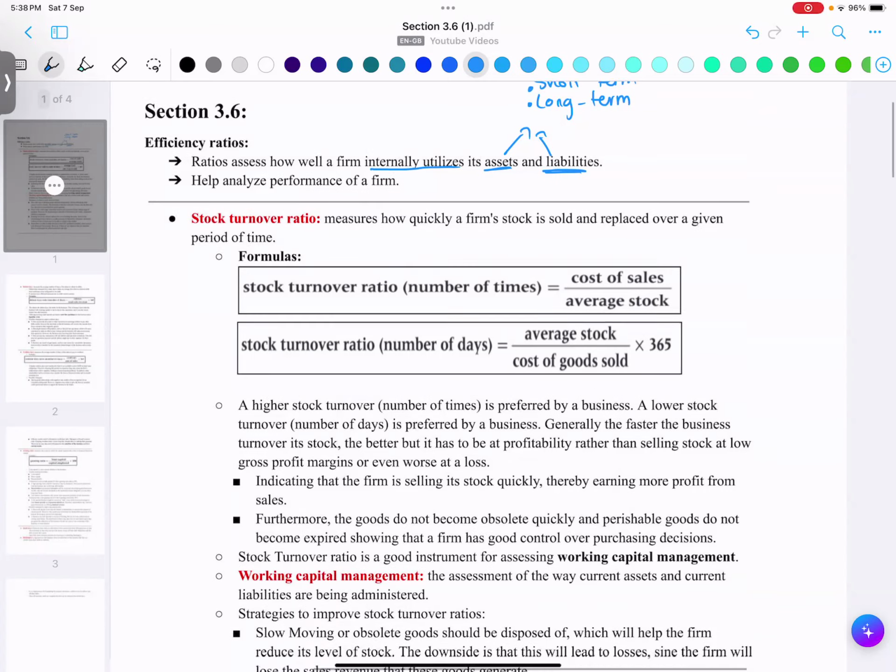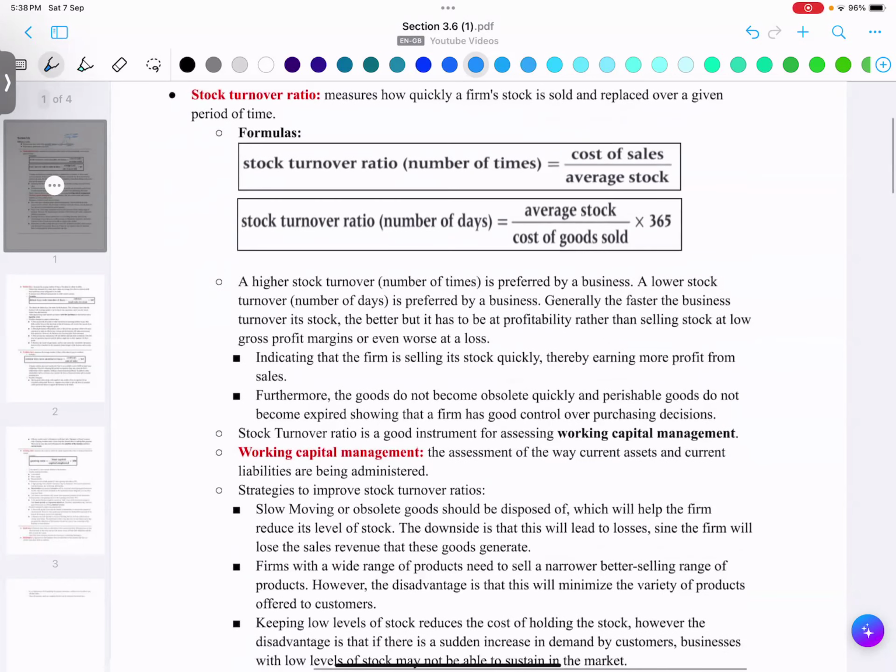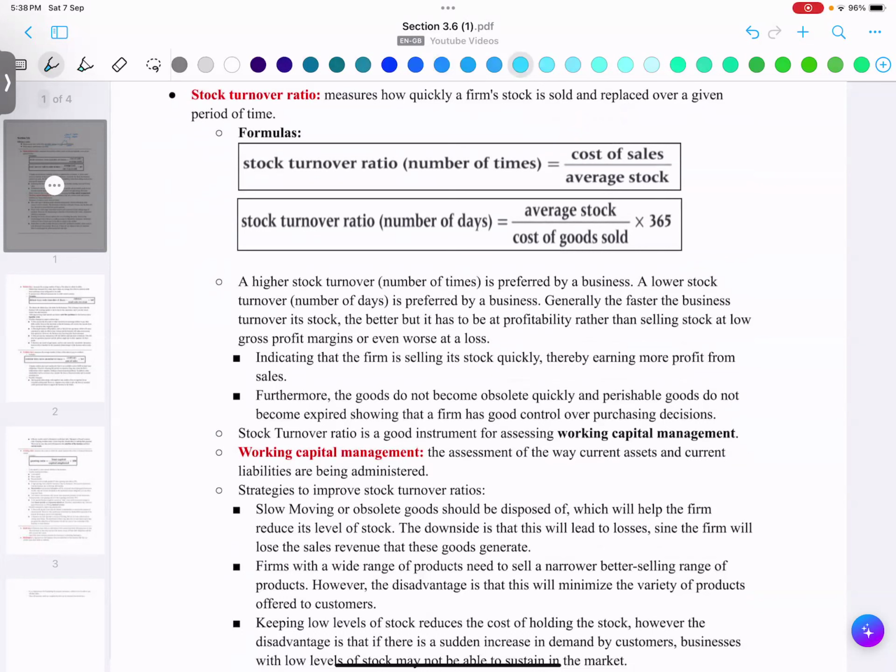So the first ratio we have is stock turnover ratios. Stock turnover ratios measure how quickly a firm's stock is sold and replaced over a given period of time. Meaning how quickly they produce and then sell the stock. So they produce and they sell. The faster that is, the better, because that means they're selling at a high rate. I'm going to be explaining this further.